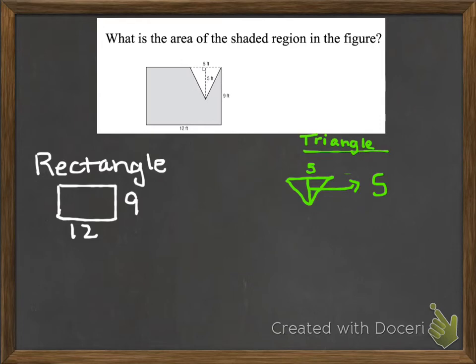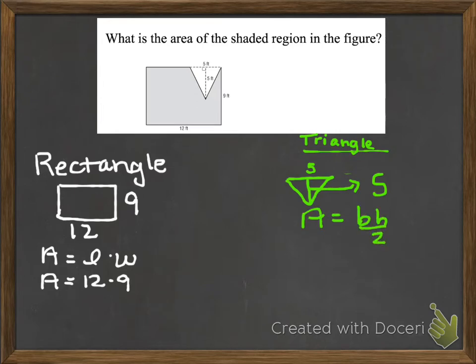Now we're going to go ahead and move down, and we're going to write our formula for each. So the first formula we're going to work with is rectangle. So the formula for the area of a rectangle that we're going to use is area equals length times width. And then while we're here, we can just plug that in. Area equals 12 times 9. Now, because this is a rectangle, the length and width are interchangeable. I'm not looking for a specific position, just that you have the correct numbers there. Now, for the triangle, we've got area equals base times height divided by 2. And then just below that, we're going to plug in. So area equals 5 times 5 divided by 2.